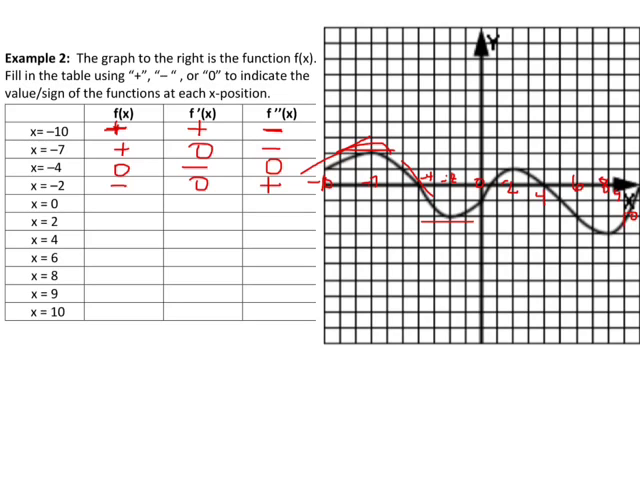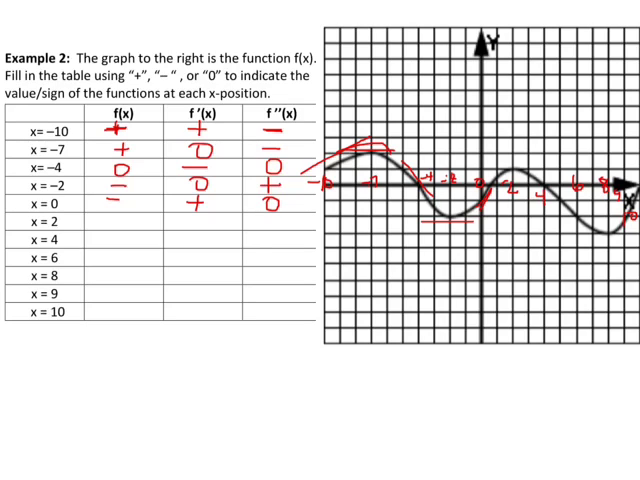Alright, and let's go ahead and take a look at 0 while we're at it. Here's 0. Again, the slope there would be positive. The value, of course, for the function is negative, but the slope is positive. So the first derivative would be positive. And again, let's take a look. That looks like an inflection point because it goes from concave upward back to concave downward. So for the second derivative, we're going to go ahead and fill in 0.